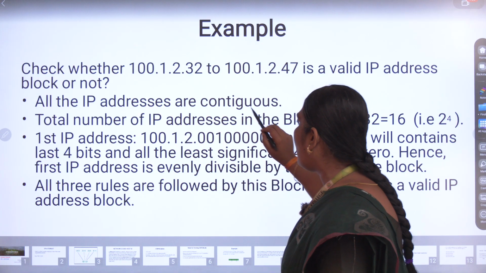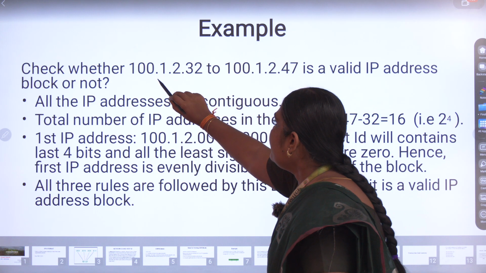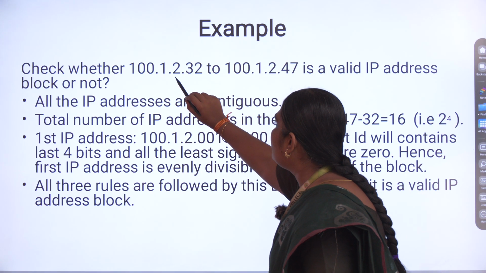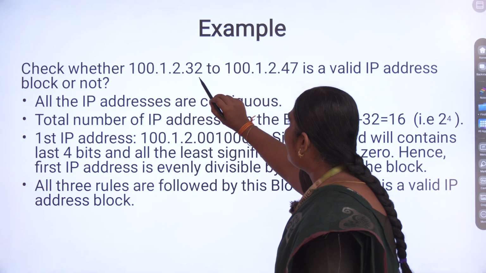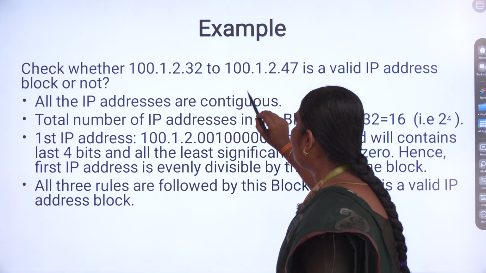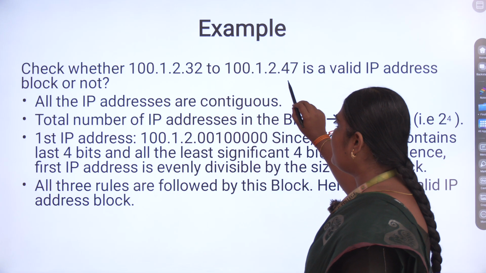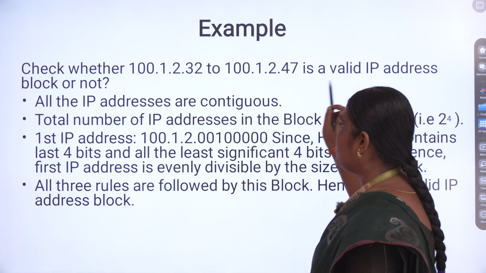First, the IP addresses should be contiguous. See, here it is mentioned as 100.1.2.32. Here also 100.1.2.47. The only block that is varying is the last block, 32 here, 47 there. So 32 to 47 is mentioned here. So it is continuous. So the first condition is satisfied.